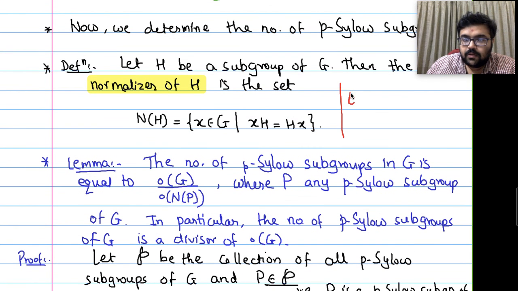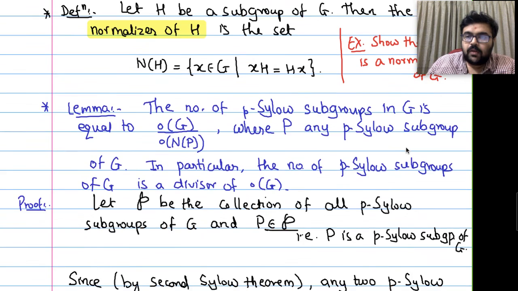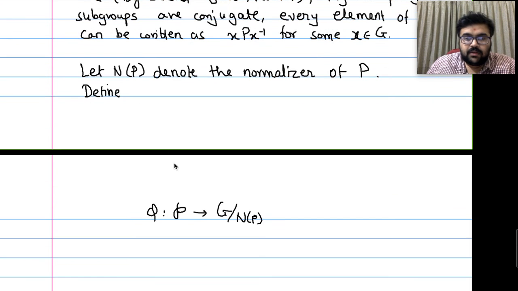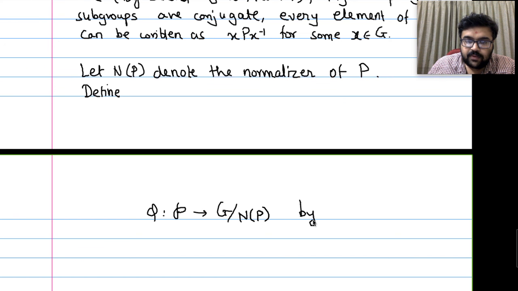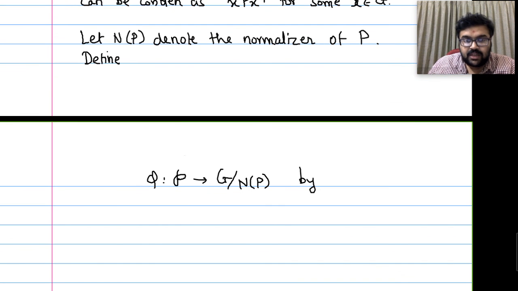Exercise. Show that NH is a normal subgroup of G. So define this map. Once we define it and show that it is a 1-1 and onto correspondence, then we are done. So define phi from script P, which is the collection of all p-Sylow subgroups, to G quotient NP.